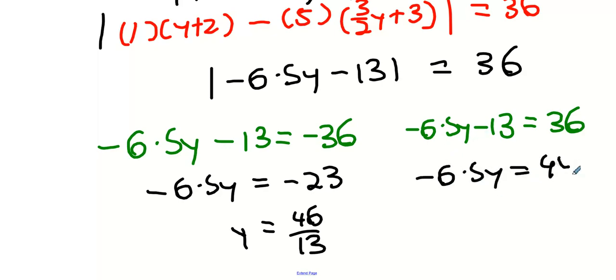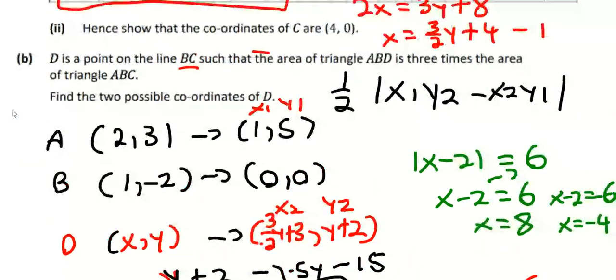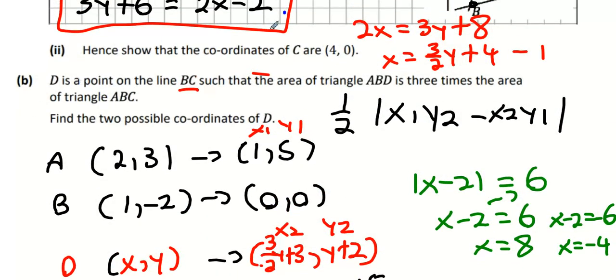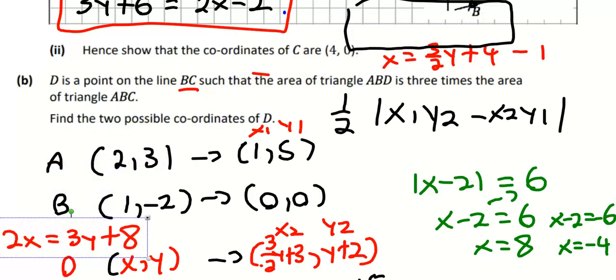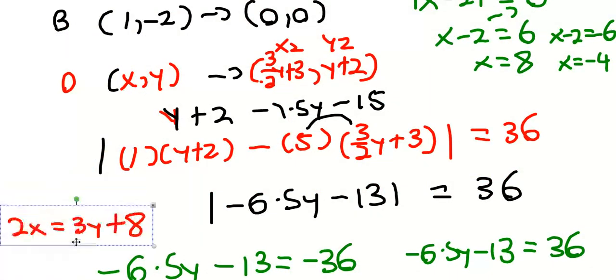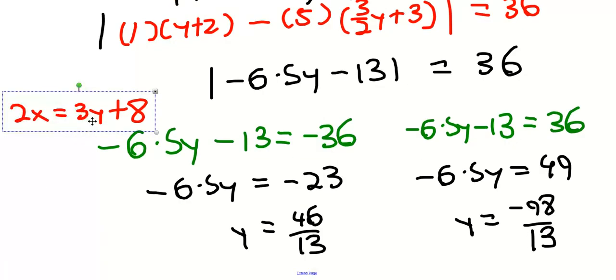It was 49. 28 over 13. Minus 98 over 13. Now, unfortunately for us, it wanted the coordinates, not just the y values. So I actually have to go all the way back up to where we did the x value again. Where was it? Here it is, wasn't it? So I'm going to grab that formula, the 2x, this thing here, and drag it all the way back down again.